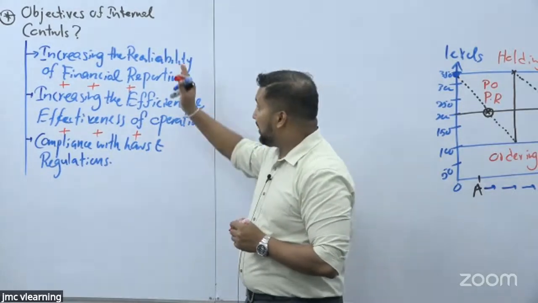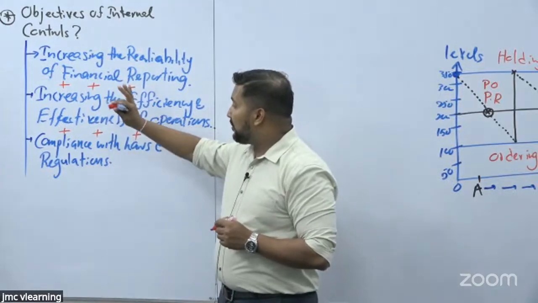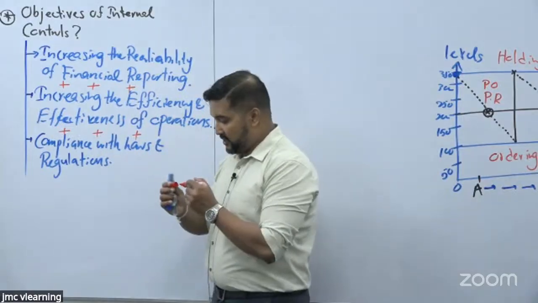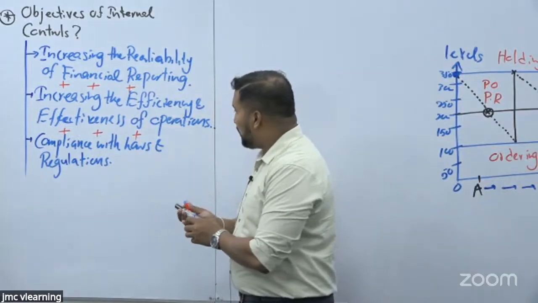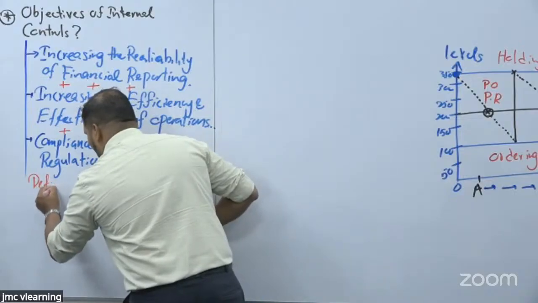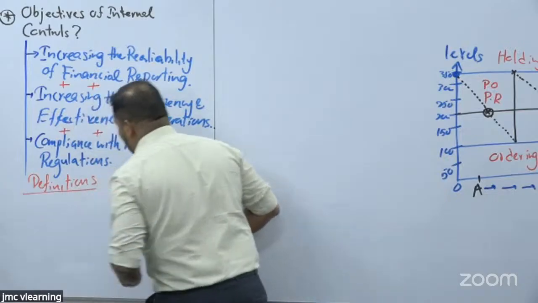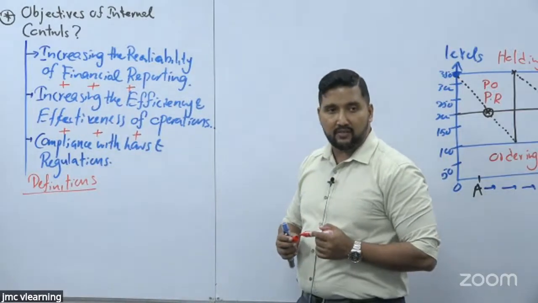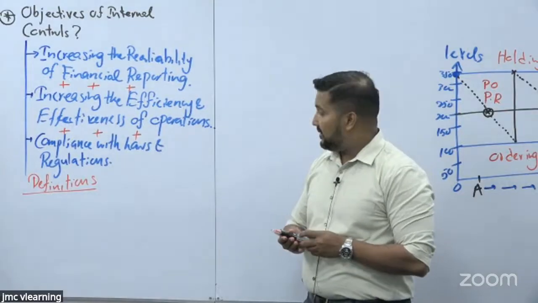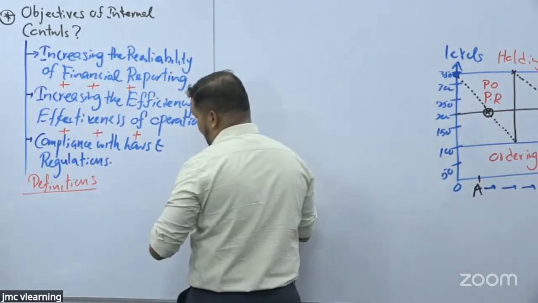So are we clear on the objectives of internal controls? If you are clear about the objectives of internal controls, you can have your own definition with regard to internal controls. Objectives ටික දන්නවා නම් you can have your own definition. So what do you mean by internal control? In simple language, internal controls can be defined as this.